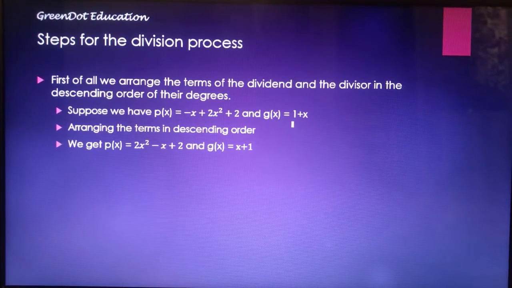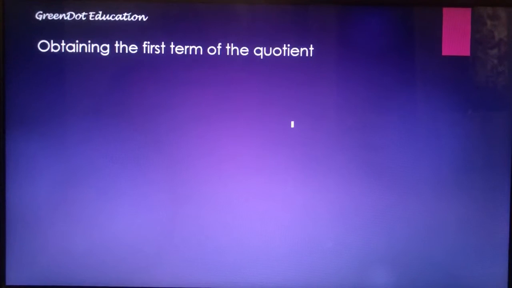So the first important step for the division process of polynomials is to arrange them in descending order of their degrees. Then the next step, after arranging the terms in their standard form, is to get the quotient, the first term of the quotient.